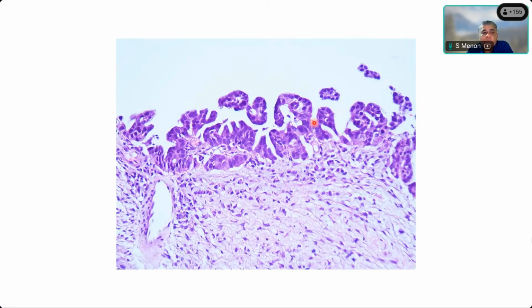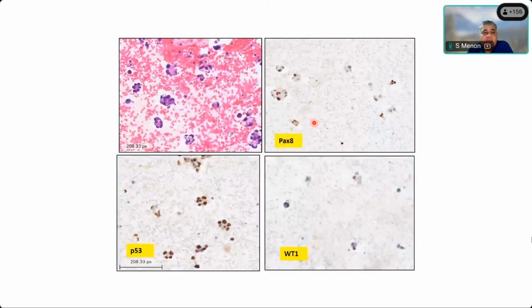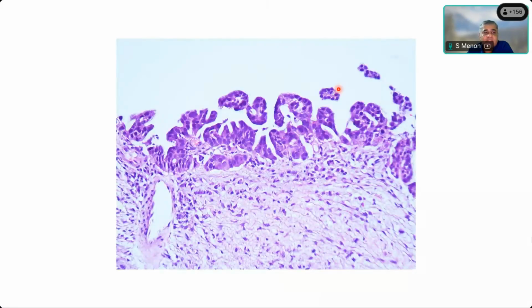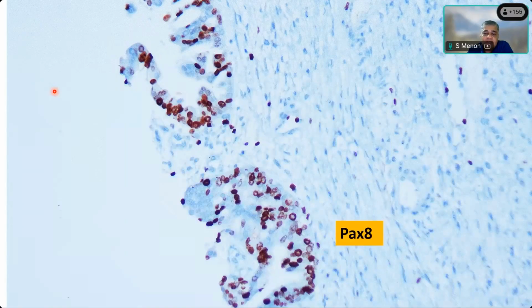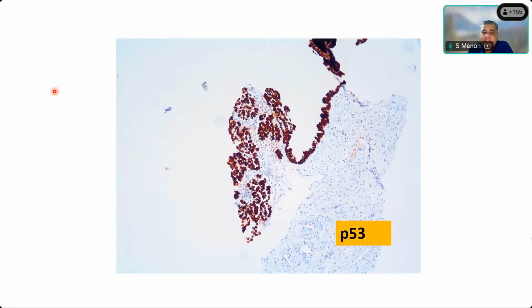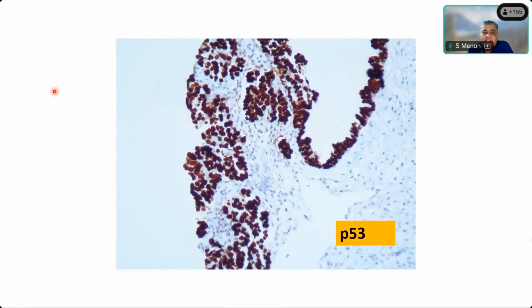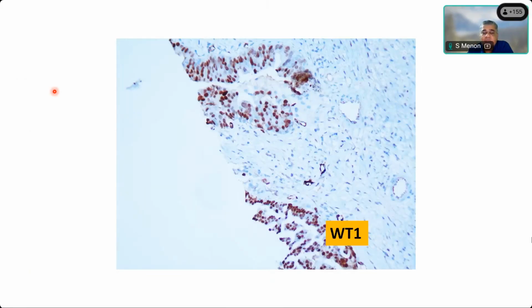Now, when you have a fluid like this positive, and when you get a biopsy like this, you're almost sure you're dealing with a carcinoma, and you have already done your IHCs on the fluid. You may want to repeat it on the histology sample, and this is PAX8 positive. You can see the nuclear positivity, P53 very nicely mutant positive. So this is a high grade serous adenocarcinoma, and WT1 was also positive.